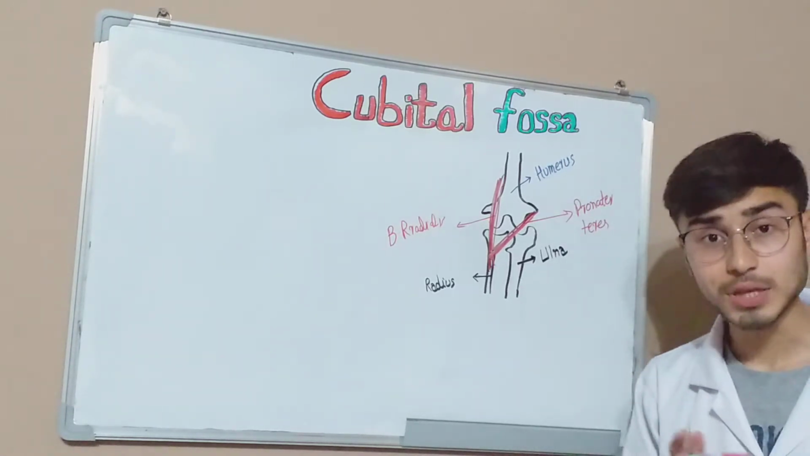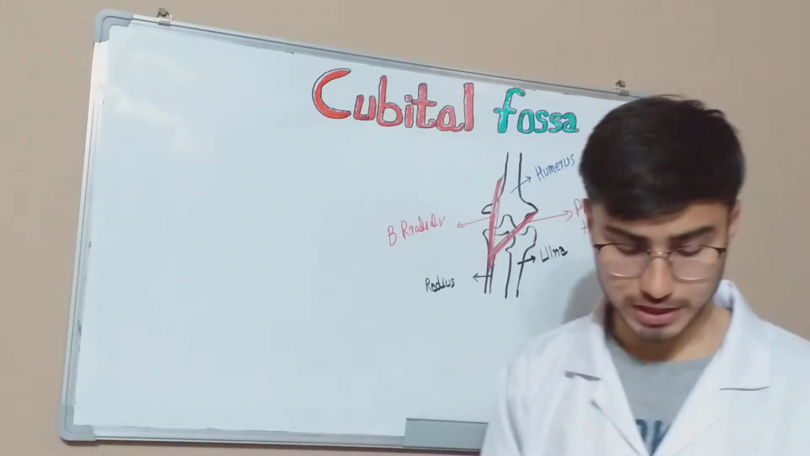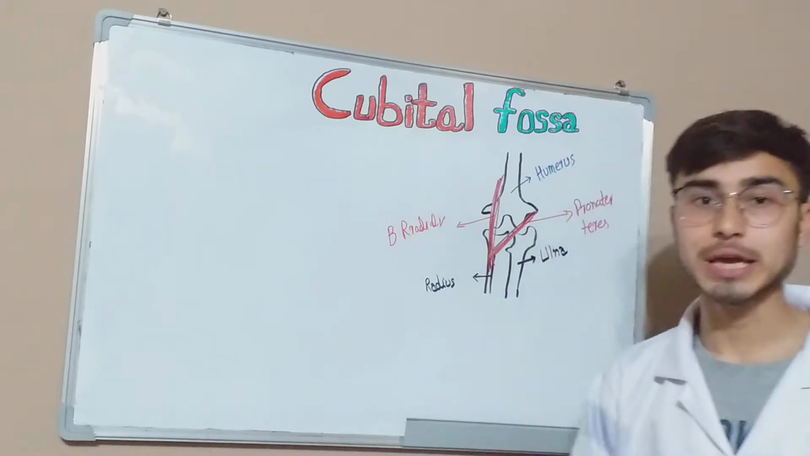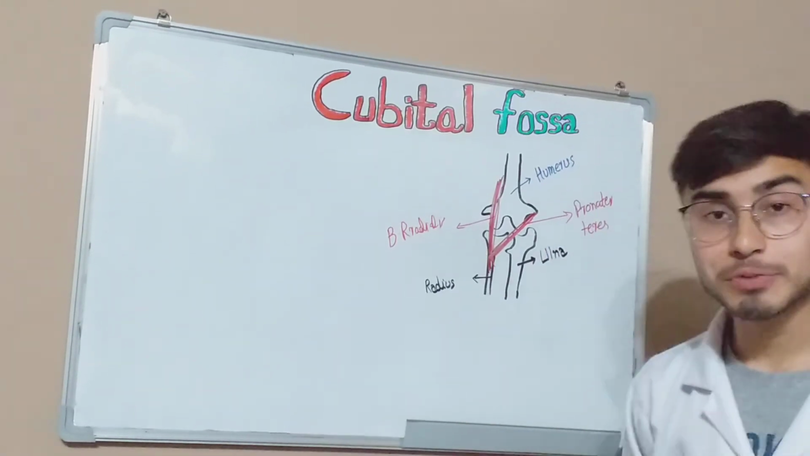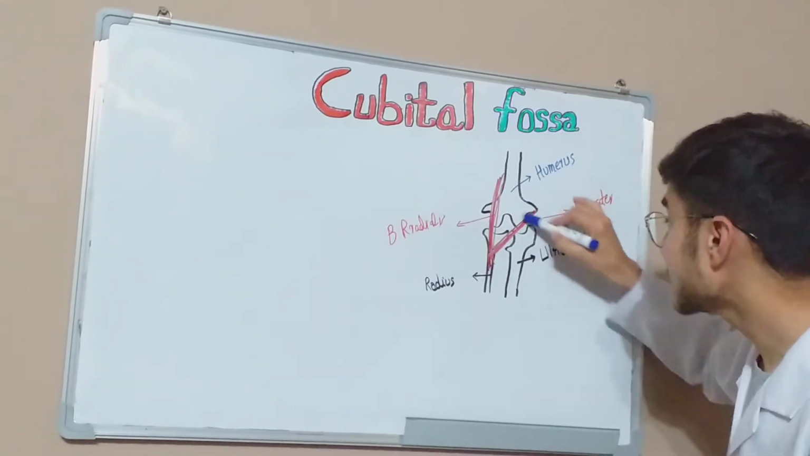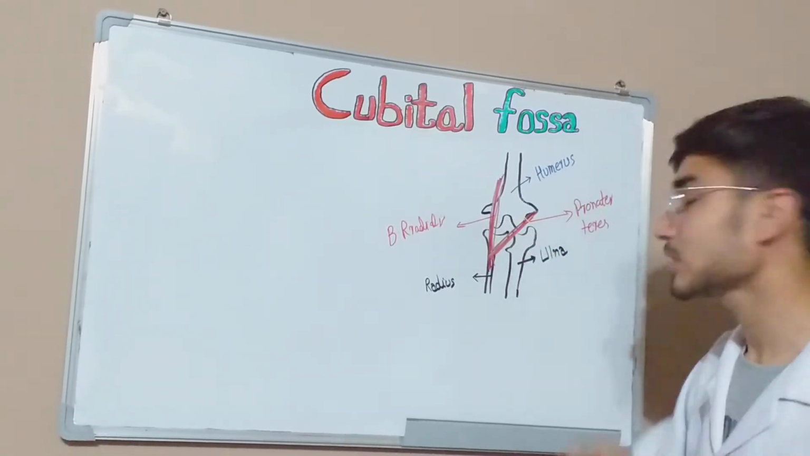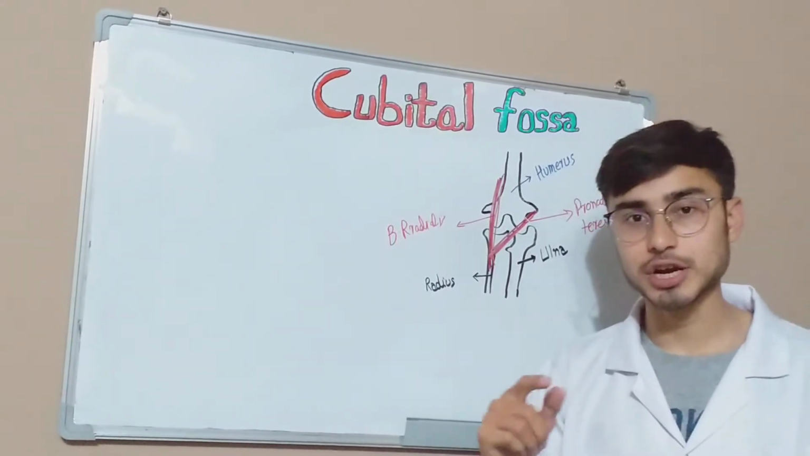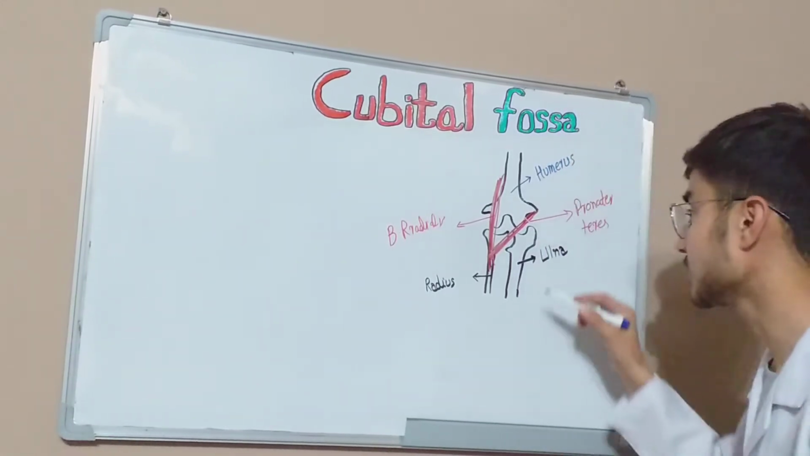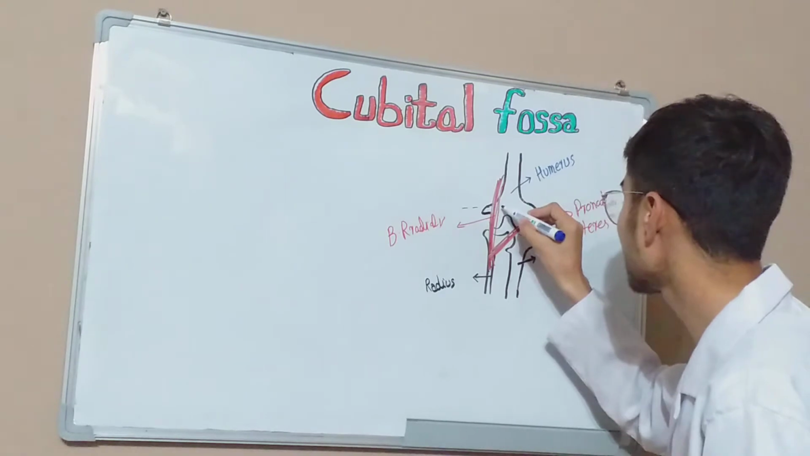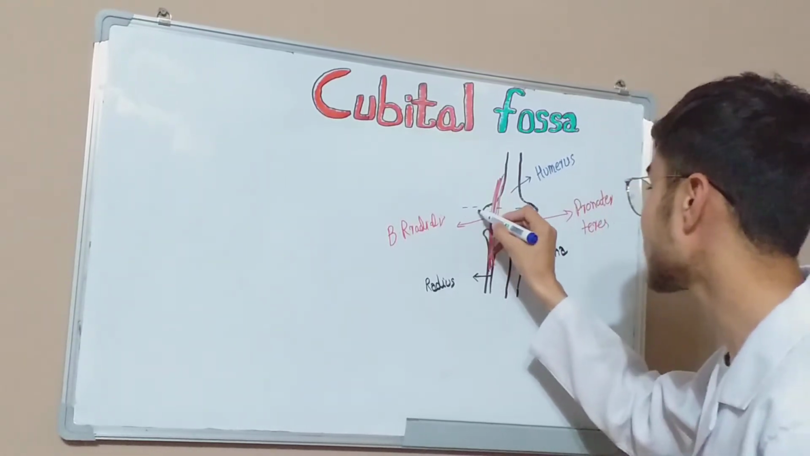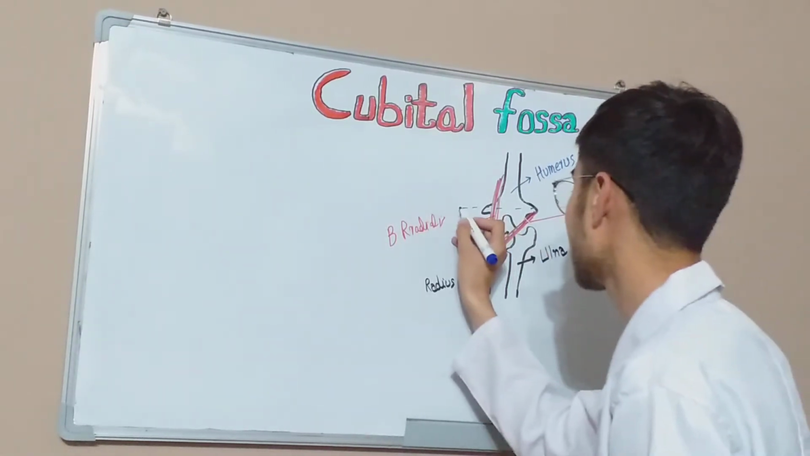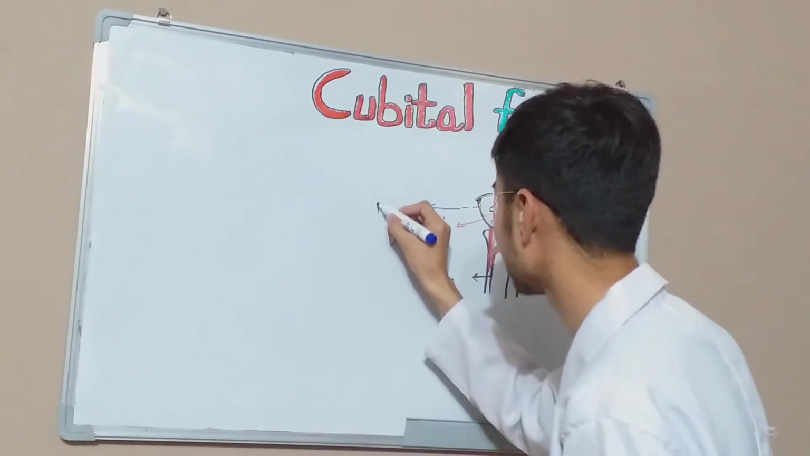Now we have the base of the cubital fossa as well. The base is an imaginary line that is formed by the joining of both the epicondyles. We have two epicondyles in the humerus. This one is the medial epicondyle, and this one is the lateral epicondyle. So the base is formed by an imaginary line joining both the epicondyles. Now I am going to draw the base of the cubital fossa by these dotted lines. These dotted lines are forming the base of the cubital fossa.